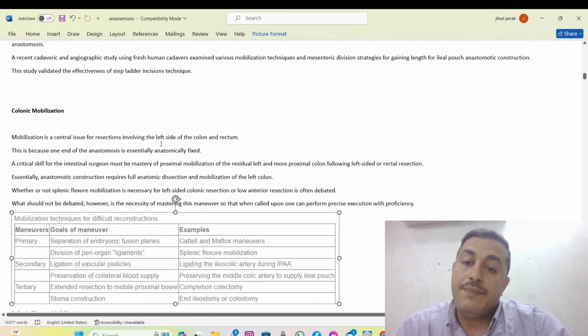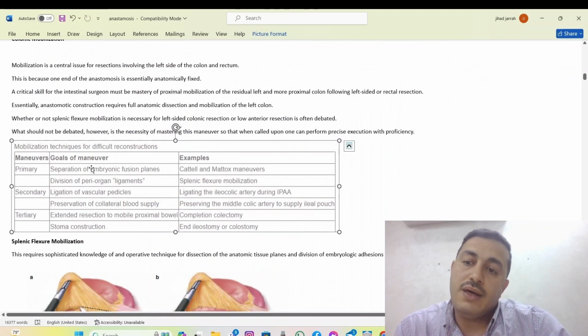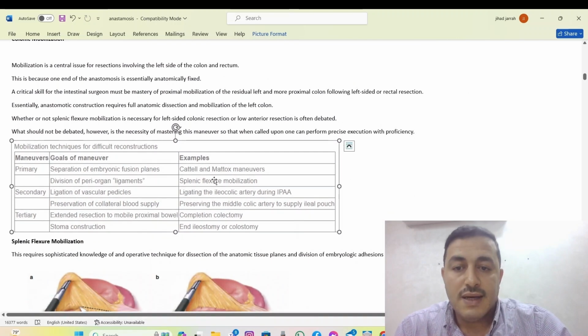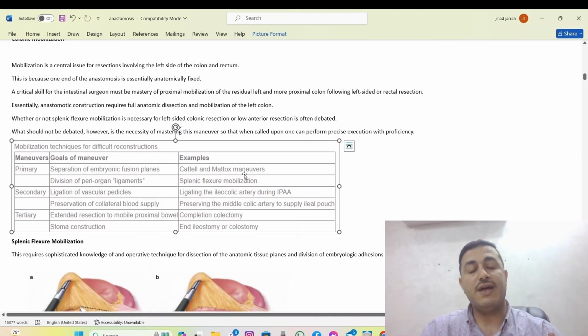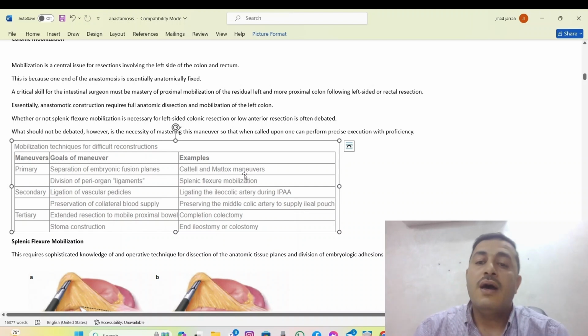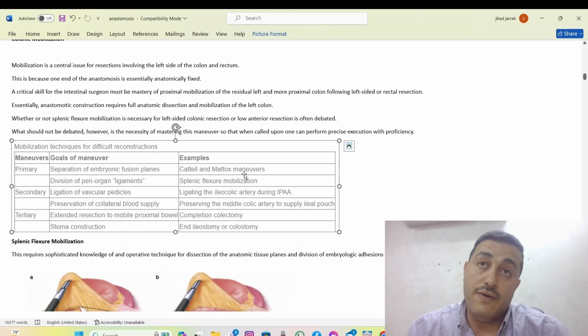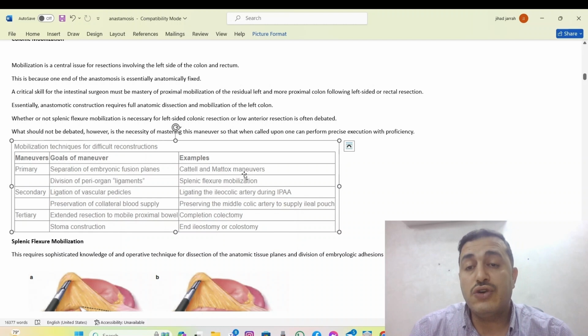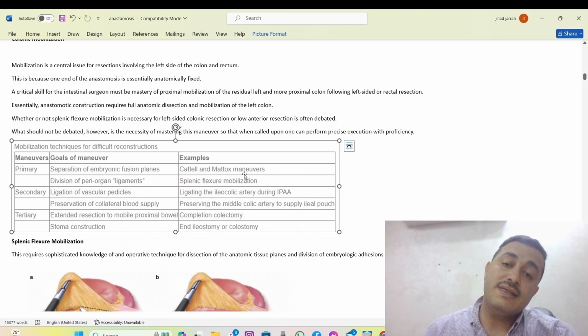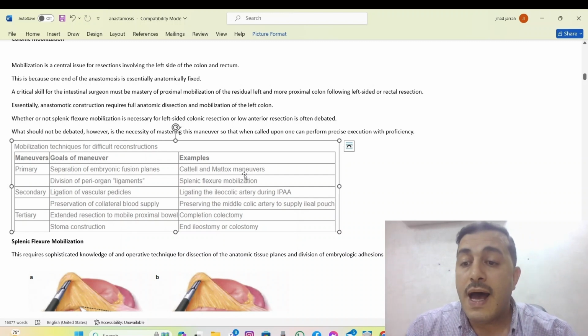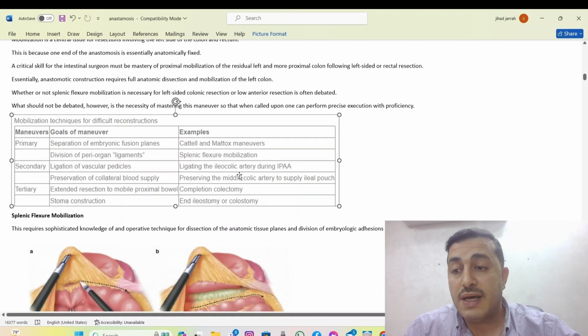Again, there is a debate about this information, but we have to understand them. Okay, we said that we have primary maneuvers such as the Cattell and Mattox maneuvers, bringing the ascending colon to the midline, and of course this includes hepatic flexure mobilization, and Mattox, the descending colon to the midline, and splenic flexure mobilization.